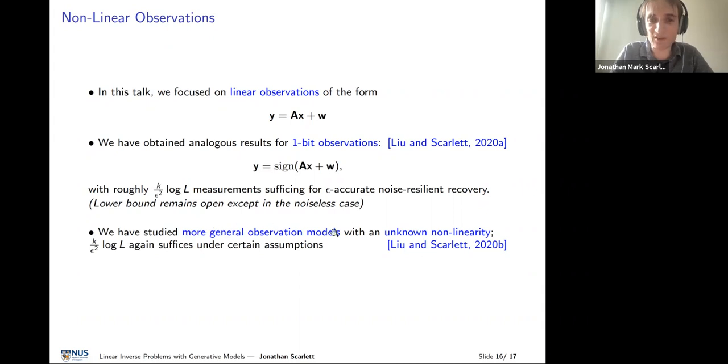And we looked into more general observation models. You need to make a few more assumptions there, but again, you can get the k log L type of scaling with Gaussian measurements.